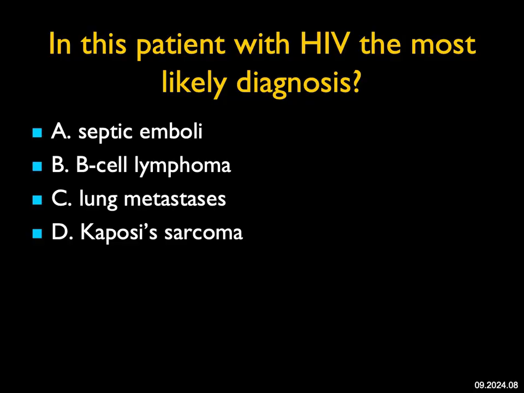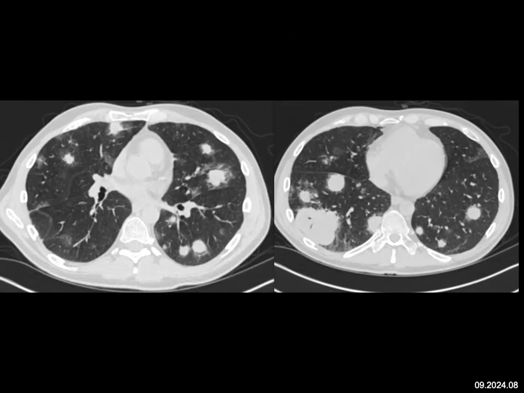In this patient with HIV, the most likely diagnosis is... what do I see here? Multiple nodules, variable sizes. Some of them have a very hazy edge. This could be septic emboli. It could be lung metastasis if the patient had a choriocarcinoma, for example, or several other tumors. Kaposi sarcoma is a good thought as well. In this case, another possibility is B-cell lymphoma.